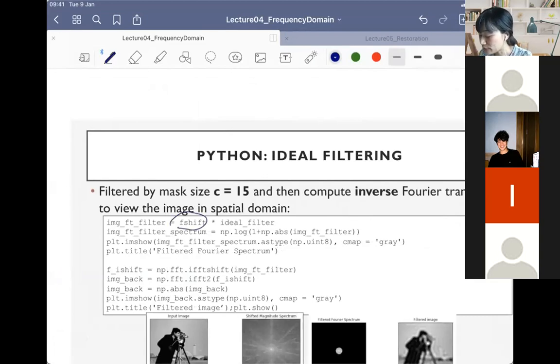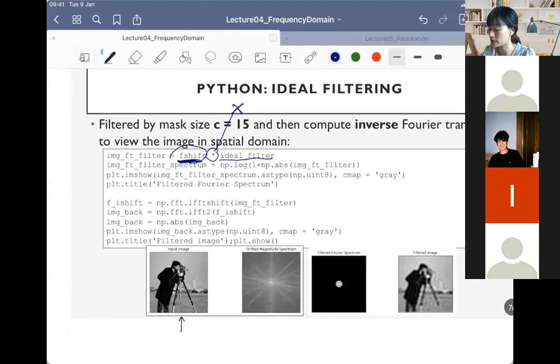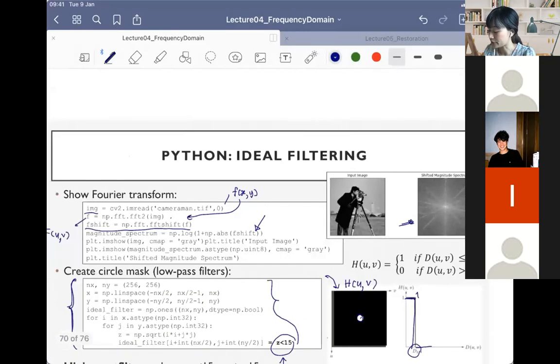And after that I multiply. This one is not convolution, it's actually multiply, because if you want to convolve in Python, you have to use the convolve library. But this one is actually multiply. So I multiply the Fourier transform of the image, which has been shifted to the center as well, with the ideal filter. This one is the original image, and this one is the Fourier transform of the cameraman image. I have created the low pass filter here, so I multiply this one with this one.